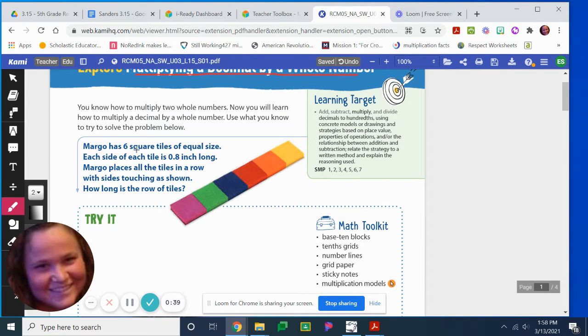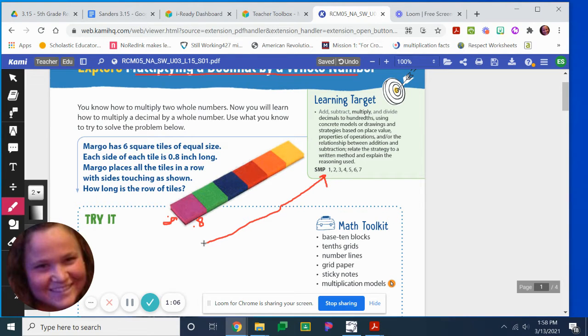All right, so Margot has 6 square tiles of equal size. Each side of each tile is 0.8 inches long. So when I do this, I usually go 0.8, and then this side is 0.8 too because they're squares. Okay. Margot places all the tiles in a row, with sides touching as shown. How long is the row of tiles? So we're looking for the length.